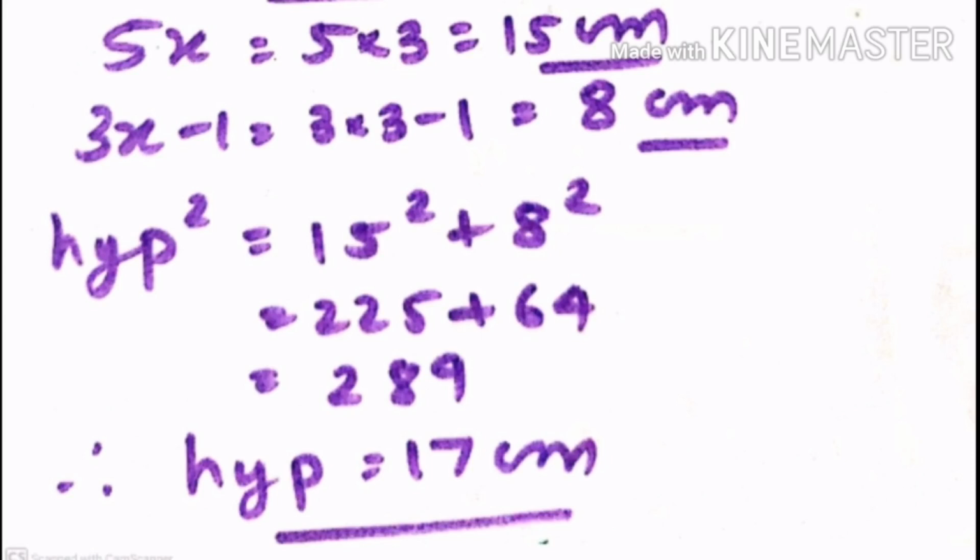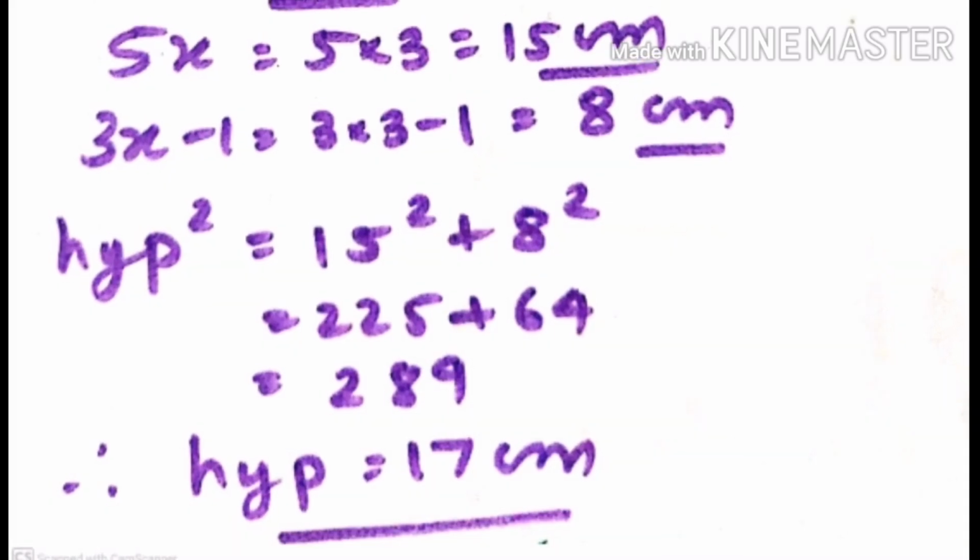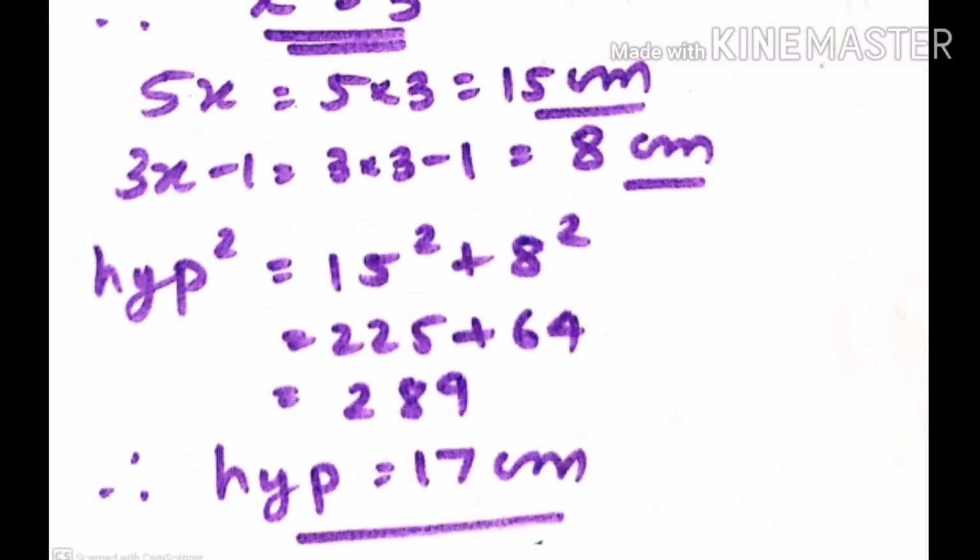So we apply Pythagoras theorem to get our hypotenuse. So hypotenuse square is equal to 15 square plus 8 square. 15 square is 225 plus 8 square is 64, and adding them we get 289, and taking square root on both the sides, hypotenuse is equal to 17 centimeter. This is our third side of the right angle triangle. They asked to get all the three sides, which we have found here. Now let us move on to the next question.